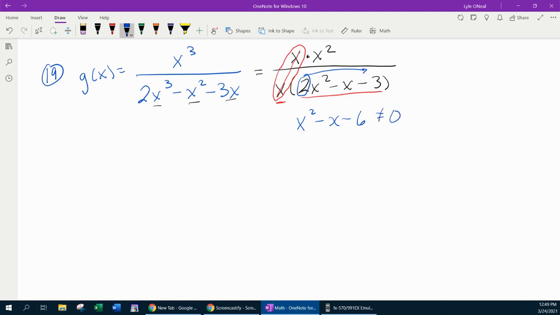And remember, these are going to be values that x can't be. So we're going to say these are not equal to 0. And then we're going to factor the standard trinomial. Read the signs. They're going to be different. x and x. Numbers that multiply to make 6 and subtract to make negative 1. And that would be 2 minus 3 to make negative 1.